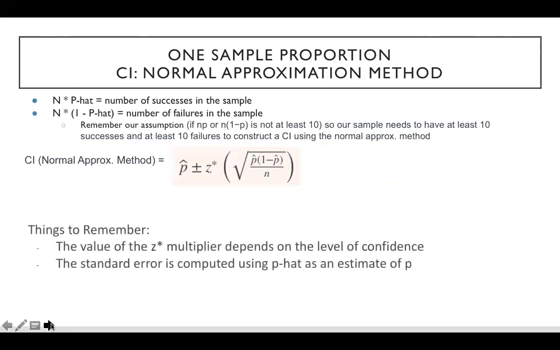Just remember that the value of the z-star multiplier depends on our level of confidence, and the standard error is computed using p hat as an estimate of p.